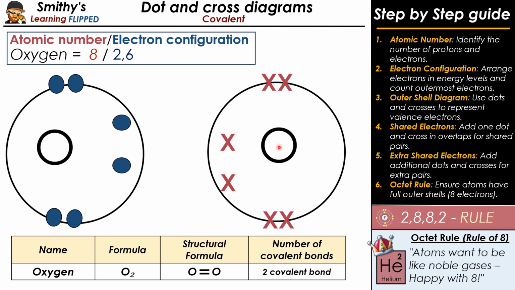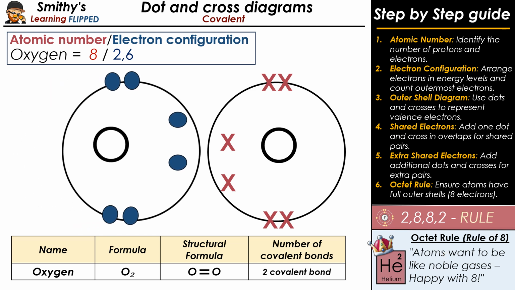Okay, so we're going to take a look. As usual, you would follow the guide down the side to check that you followed the right process. Use the 2-8-8-2 rule, and then remember happy with 8, and that's a check you have to run afterwards to ensure that you've actually balanced it correctly.